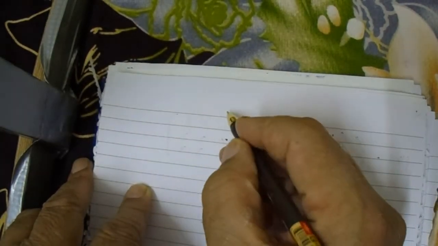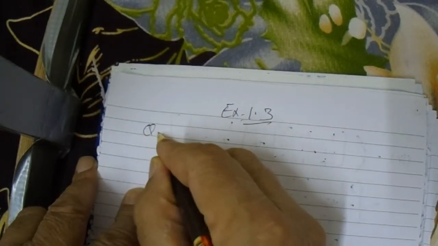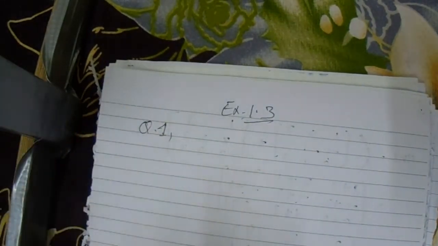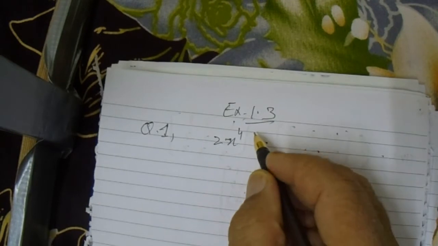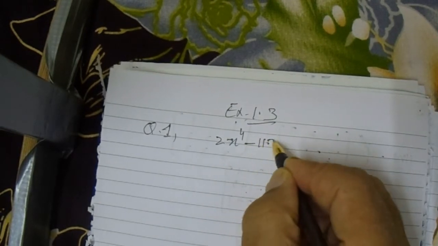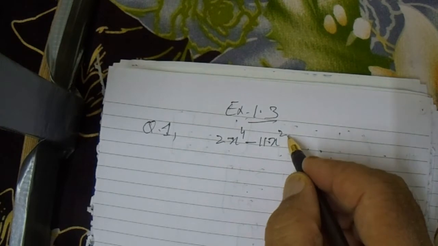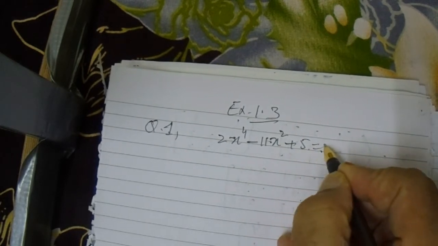Dear students, we start exercise 1.3. In exercise 1.3 there are different types of equations which we solve. Now question number 1. We write the question of this form: 2x^4 - 11x^2 + 5 = 0.